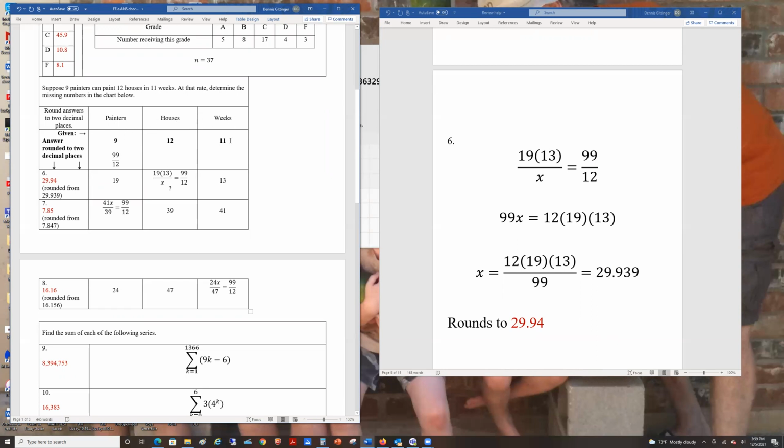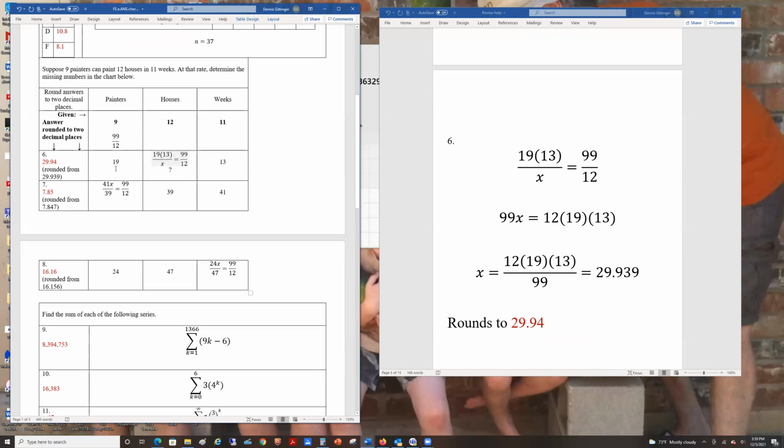So 9 times 11 divided by 12, that's going to be 99 over 12. And that has to equal, on these problems, the workers times the time divided by the work. So for problem number 6, 19 painters in 13 weeks is 19 times 13 divided by X, because I don't know how many they can paint, equals 99 over 12. Cross multiplying, I get 99x equals 12 times 19 times 13.